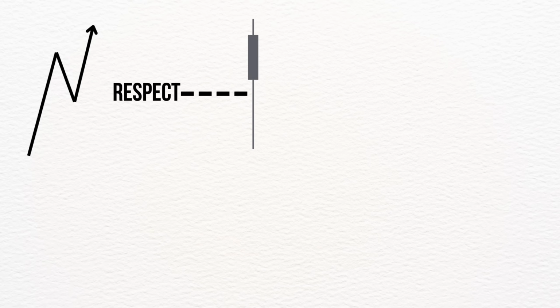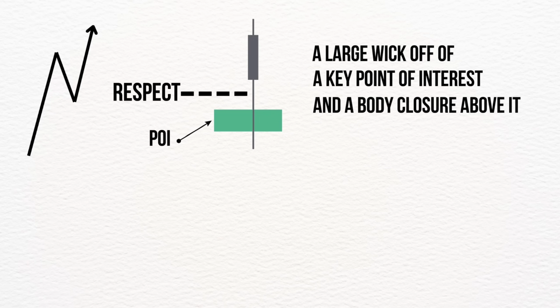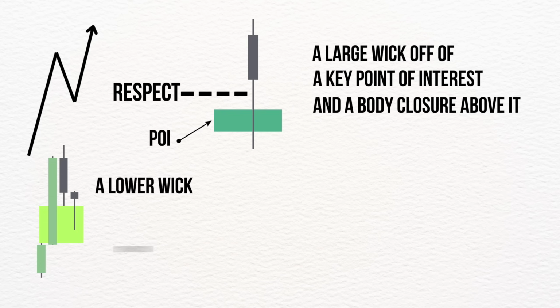Let's say we are bullish, for example. We can observe respect to a level when a candle presents a large wick off of a key point of interest, or POI for short, and a body closure above it. So for example, we have a fair value gap, and when a candle trades into it, it paints a lower wick and a body closes above that gap. That's a signal of strong respect.